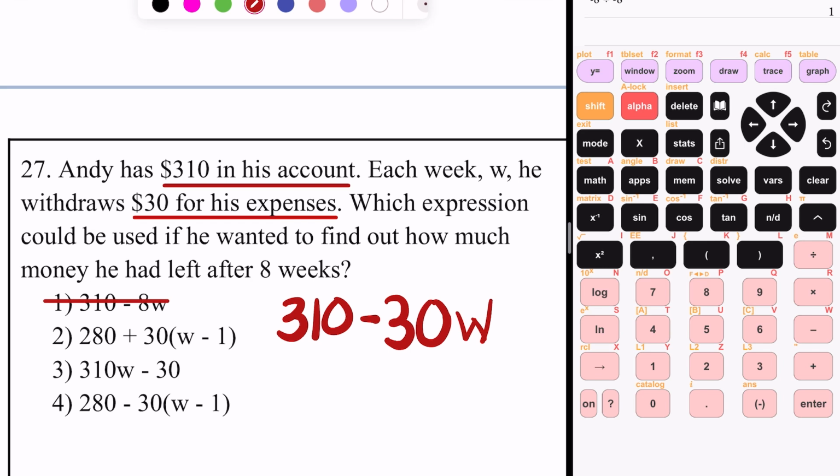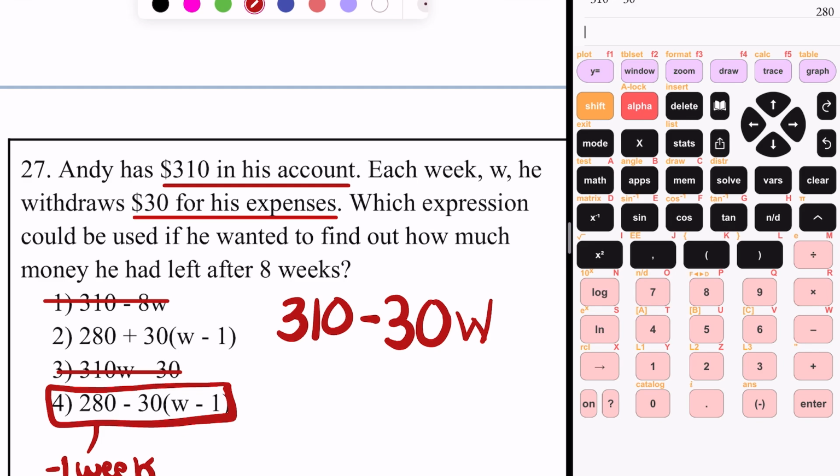It's not going to be choice 2 because that says I'm doing 310 times weeks. No, that's not good. Now, the difference between 2 and 4. With 2 and 4, how they got 280 is they already took away one of the weeks. 310 minus 30. They already took away one of the weeks, and that's how they got 280. Every week after that, he's going to continue taking away money, which is choice 4. And why it says weeks minus 1 is this 280 is already taking away 1 week. So when we do the weeks, we need to already take away one of those weeks.